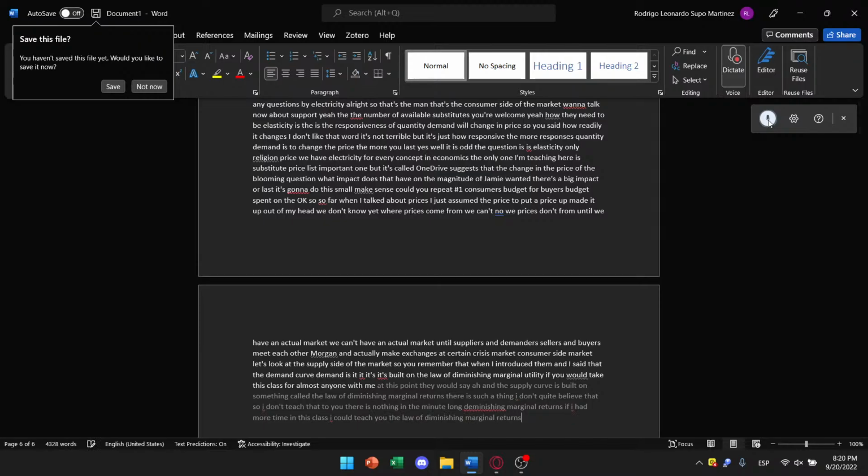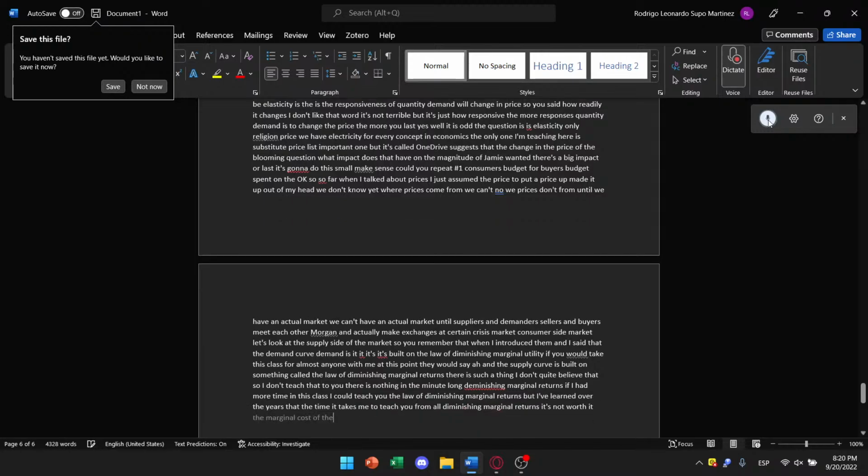But I've learned over the years that the time it takes me to teach you the law of diminishing marginal returns is not worth it. The marginal cost to me of doing that is not worth the marginal benefit. So I don't do it. I'm just going to start with what we call the law of supply. And it's intuitive, just like the law of demand.